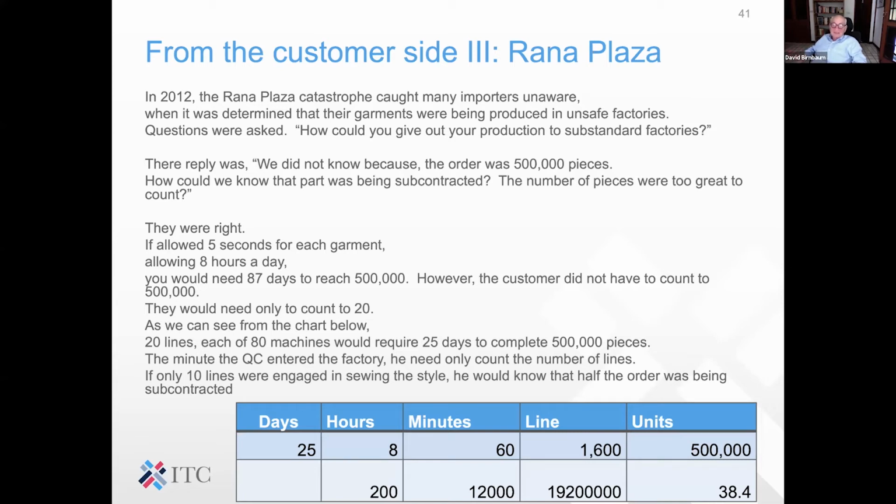The truth is the customer didn't have to count to 500,000. Counting to 20 worked out well. If you have 20 lines, each of 80 machines, it requires 25 days to complete the 500,000 pieces. The minute the QC, the quality control guy from the customer, came in, he needed only count the number of lines. If only 10 lines were engaged in sewing the order, he knows that half the lines were being subcontracted.